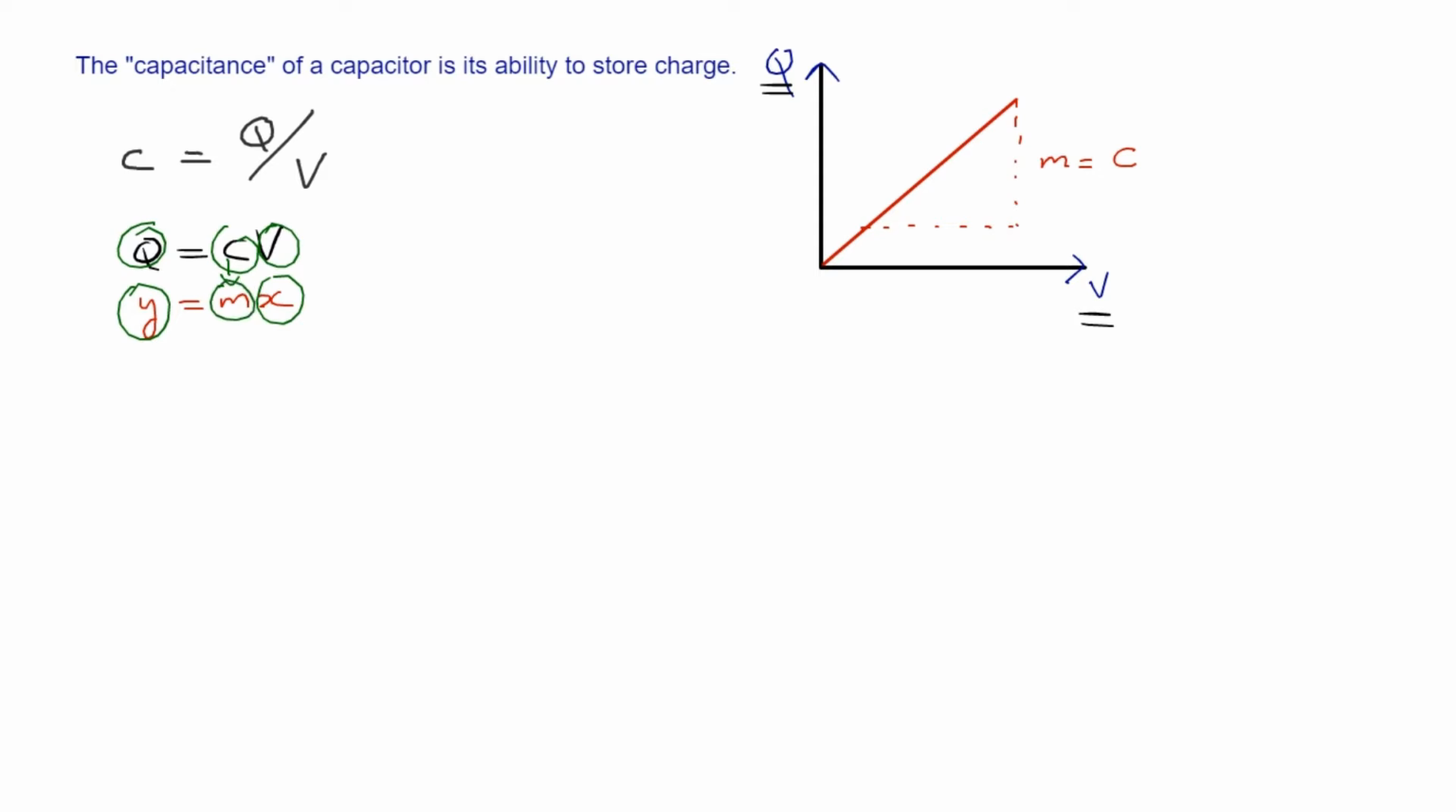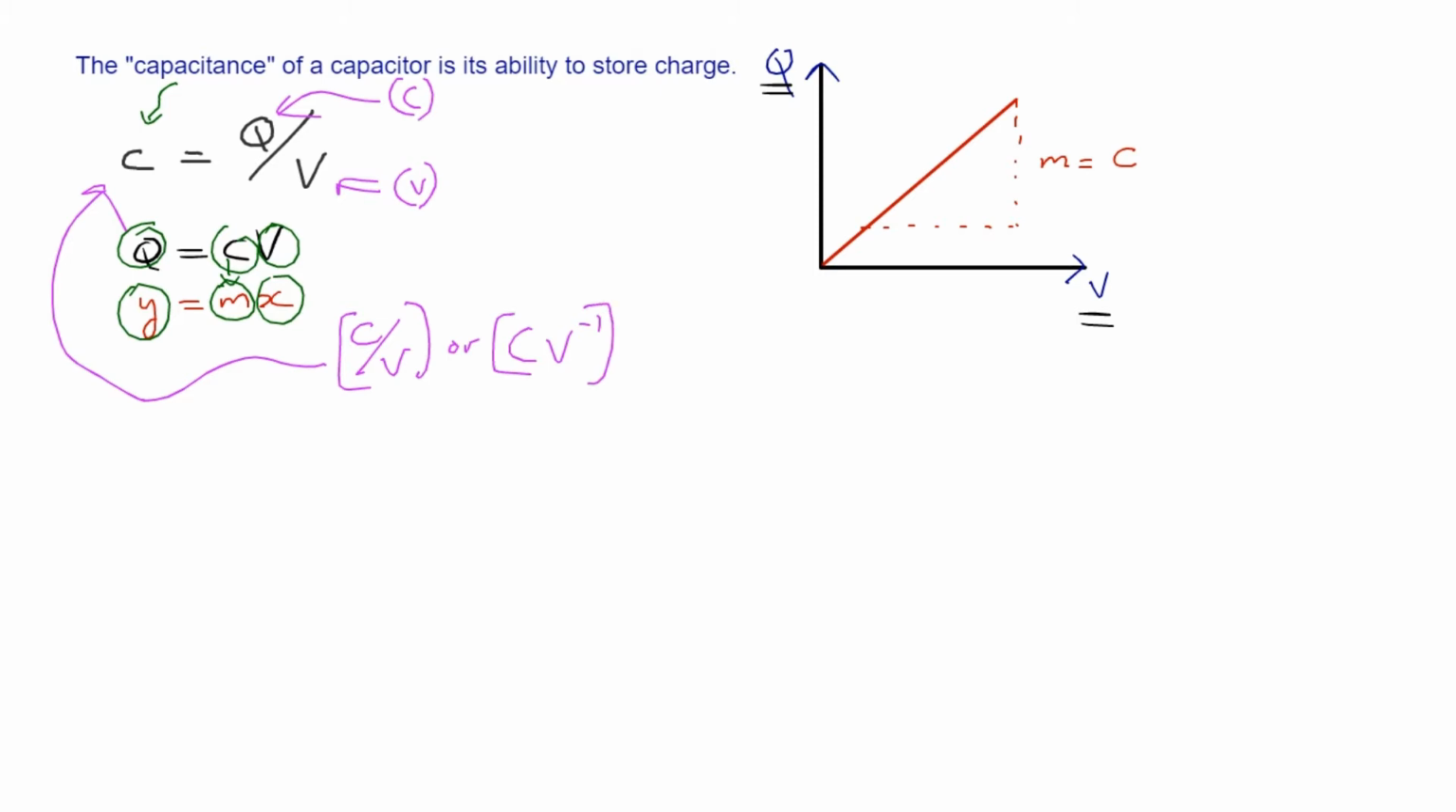What is capacitance measured in? We can see from the equation that capacitance is measured in coulombs, because charge is measured in coulombs, per unit volt, or per volt. So the unit is coulombs per volt, or C V to the -1. But that's actually renamed as the farad, F. And the farad is how we describe the capacitance of a capacitor.